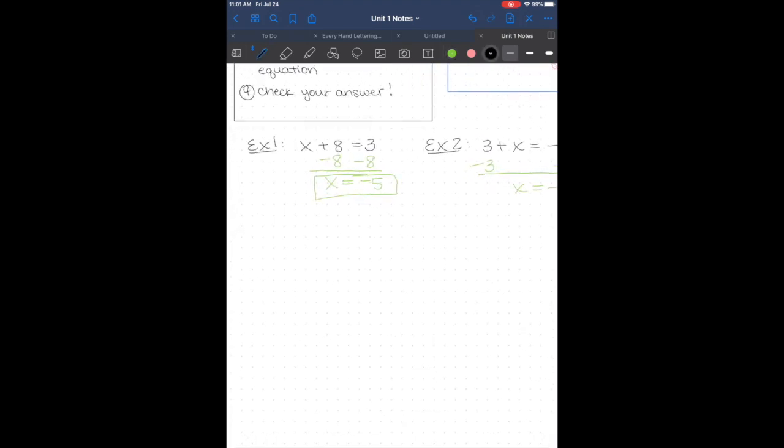Example 3, we have x minus 5 equals 2. The inverse operation to subtracting 5 would be to add 5 to both sides, so we get x equals 7.